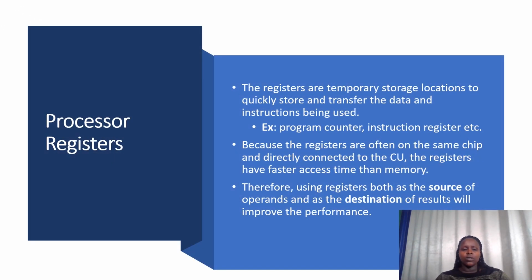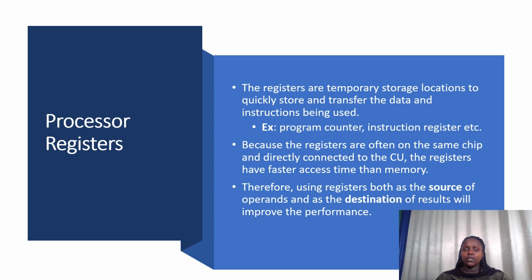Let us look into the processor registers. The registers are temporary storage locations to quickly store and transfer the data and instructions being used. I repeat again, the registers are temporary storage locations to quickly store and transfer the data and instructions being used. Examples of registers: the program counter, instruction register, accumulator, and so on.